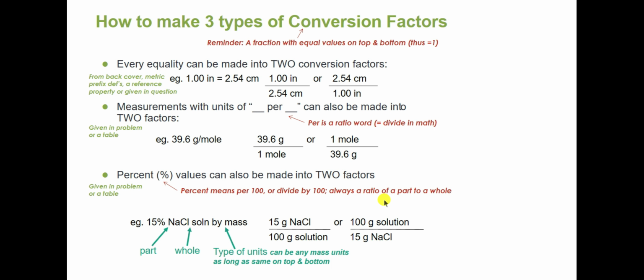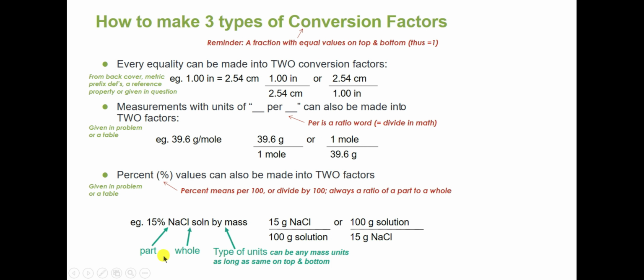So percent values are, in many cases, less than 100 because the part is smaller than the whole. If I see a 15% sodium chloride solution by mass, this is where the units are really tricky to figure out. I know it's 15 over 100 because that's the 15%. But how do I decide what is the part and what is the whole, and how do I decide what units are appropriate?